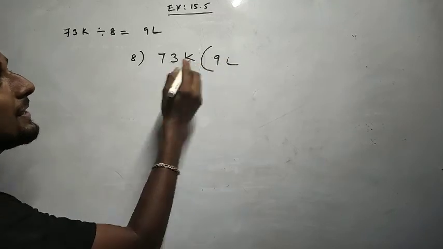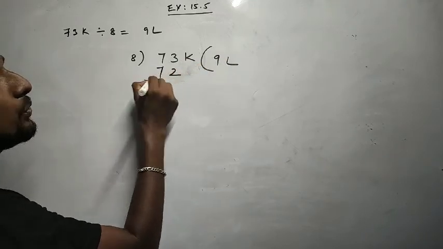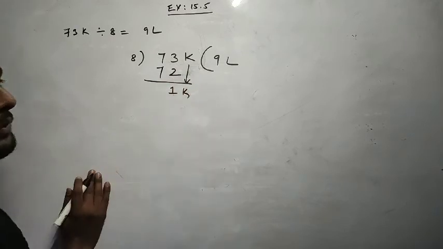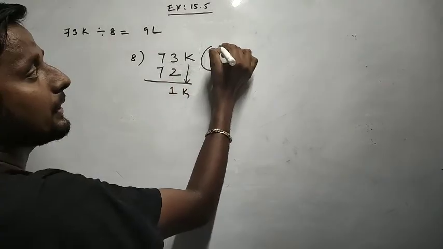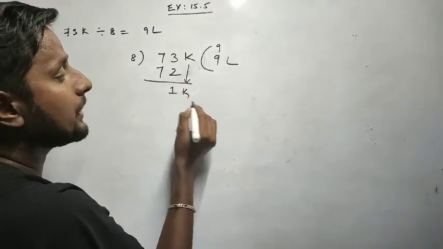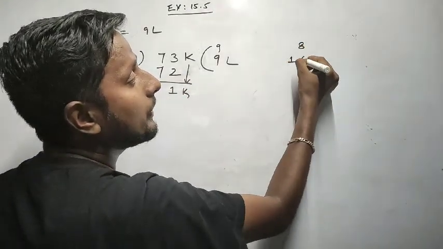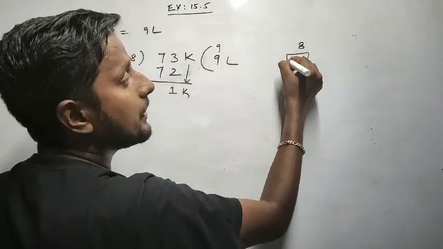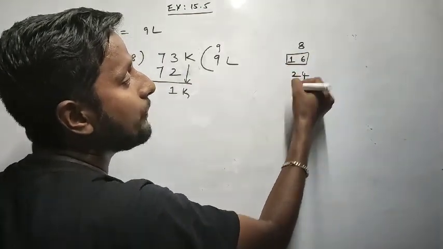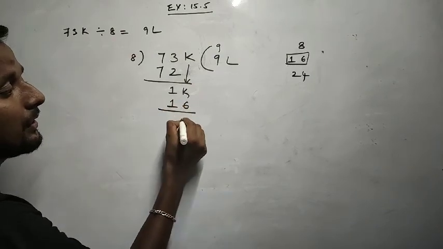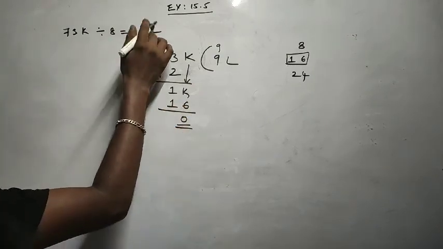Okay, look, the division has already started. 8 nines are 72, correct? So 1. The next digit is k, so 1k. In the 8 table, the numbers that start with 1: 16. If you go to the next, 8 threes are 24. So here there is only one chance, that is 16. Then the remainder is 0, because it is already a quotient.